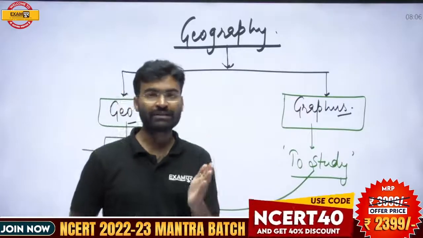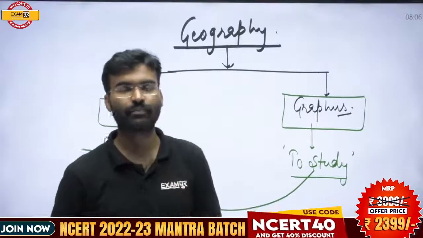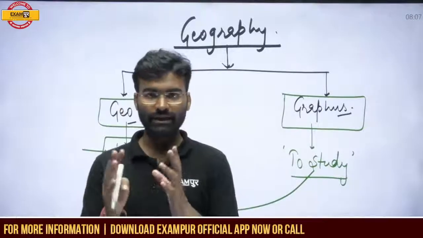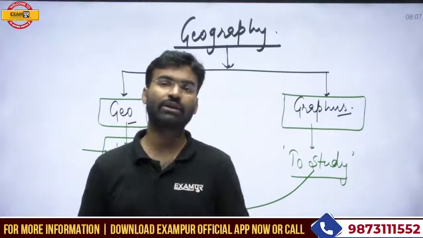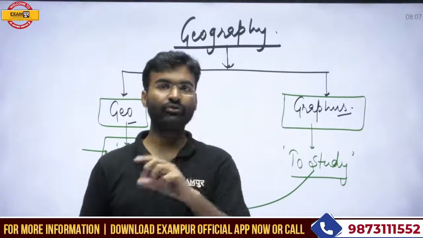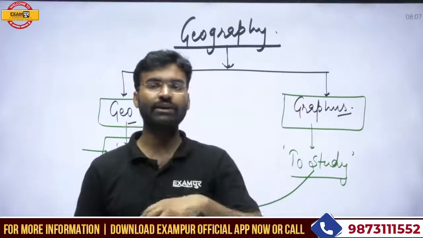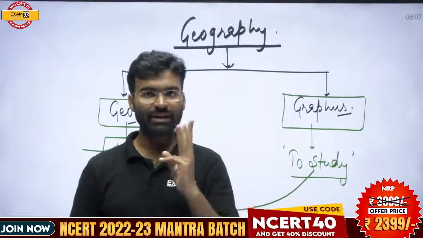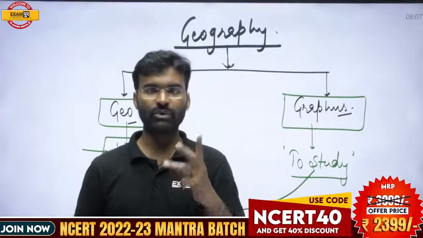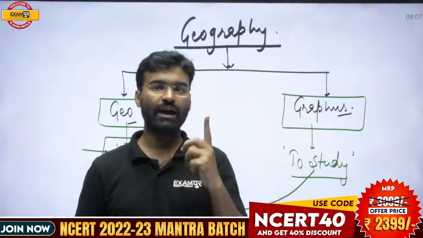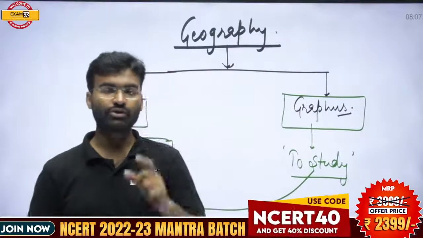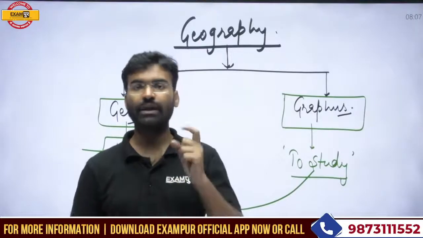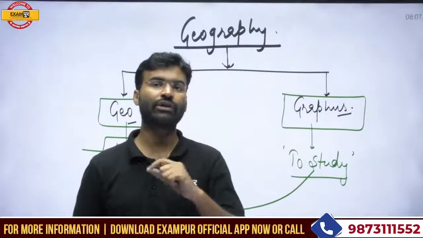When we study about the solar system, this is called astronomy. The study of the solar system is called astronomy. And the study of the entire universe, the whole universe, is known as cosmology. So there are three subjects: one is astronomy, second is cosmology, and third is geography. Geography is the study of Earth, astronomy is the study of the solar system, and cosmology is the study of the universe.